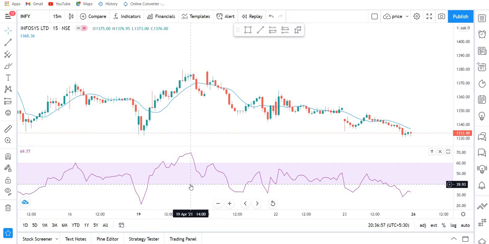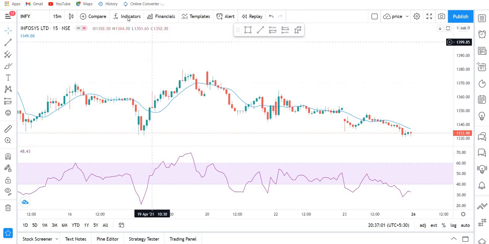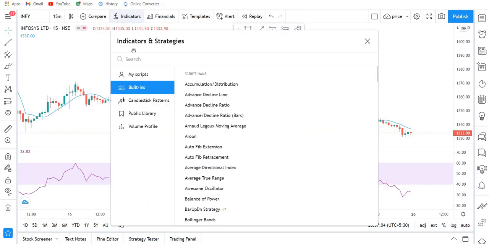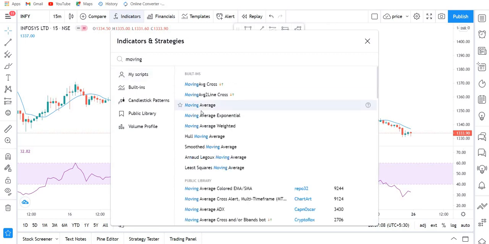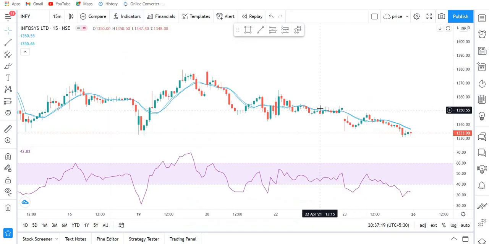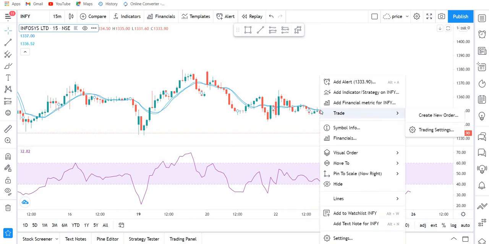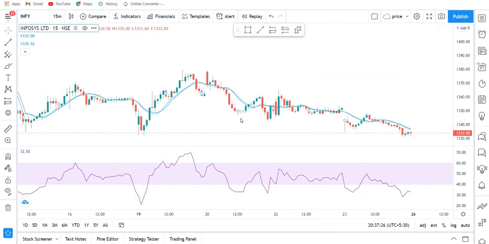Okay, and now if some of you don't know how to add these two things, you can simply go to the indicators and search moving average. Here, the normal moving average one, you have to click on this and then there will be an option for the period of the moving average. Okay, let me show you. I have already added one, so now there are two moving averages on my screen. Let me show you. We'll go to the settings.